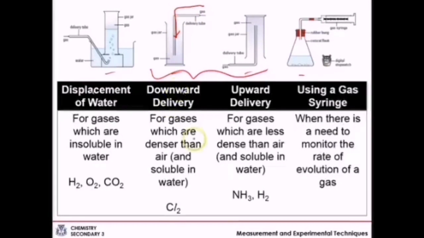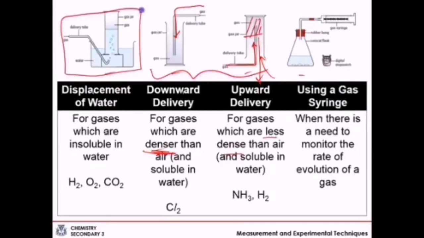I repeat, downward delivery is used for gases which are denser than air, and upward delivery is used for gases which are less dense than air, like ammonia and hydrogen. So these less dense gases can move upward and be easily removed.